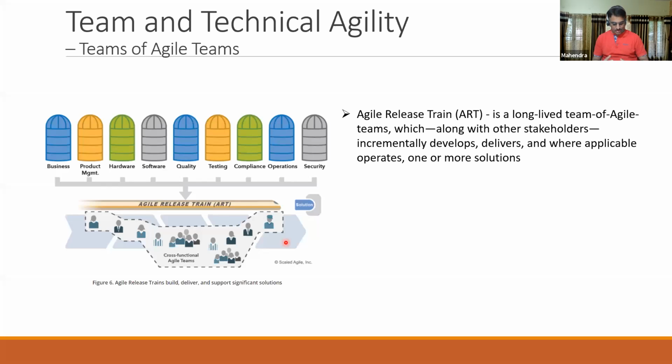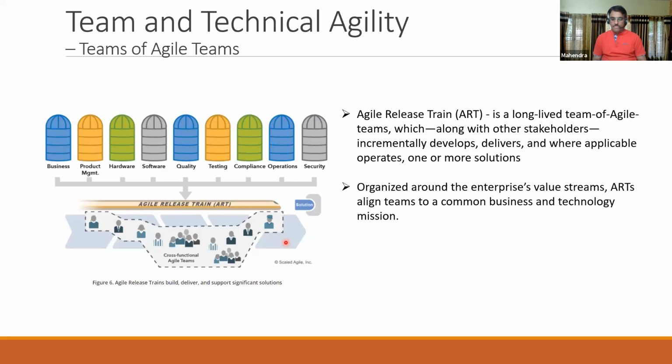So the agile release train caters to a particular value stream, and it's organized around the value streams in the enterprise. So agile release trains align to a common business and technology mission. If one belongs to the retail bank value stream, then we know that we are catering to the retail business of the entire enterprise. So that is how SAFe is organized.